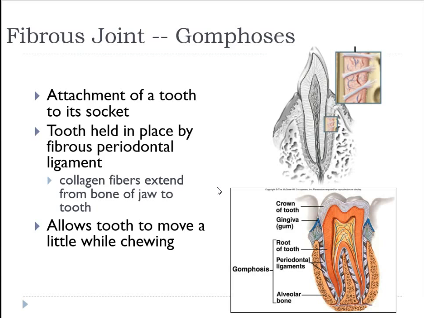Gomphoses, it's a socket, and this one makes sense. What you could see here is your tooth. It's in a socket, and it's held together with all these different types of ligament, and it's called the periodontal ligament, and basically what it's doing is it's attaching one bone to the tooth. And you can see that there's a couple all over the place, and they're holding that tooth in and making sure that it has a little bit of movement, but not a lot to the point that it's going to fall out. And those are just collagen fibers that extend from the bone to the jaw. It allows the tooth to move just a tad in chewing, and that's it.